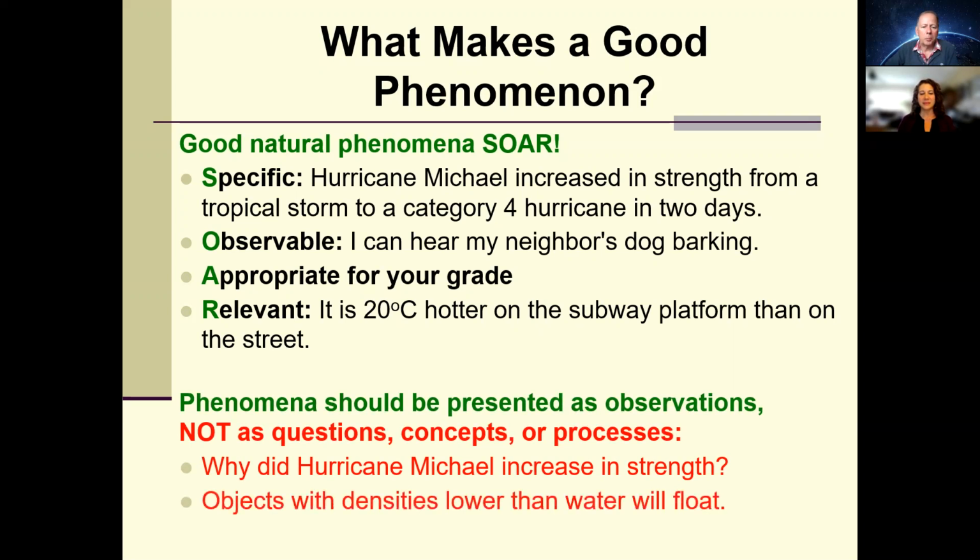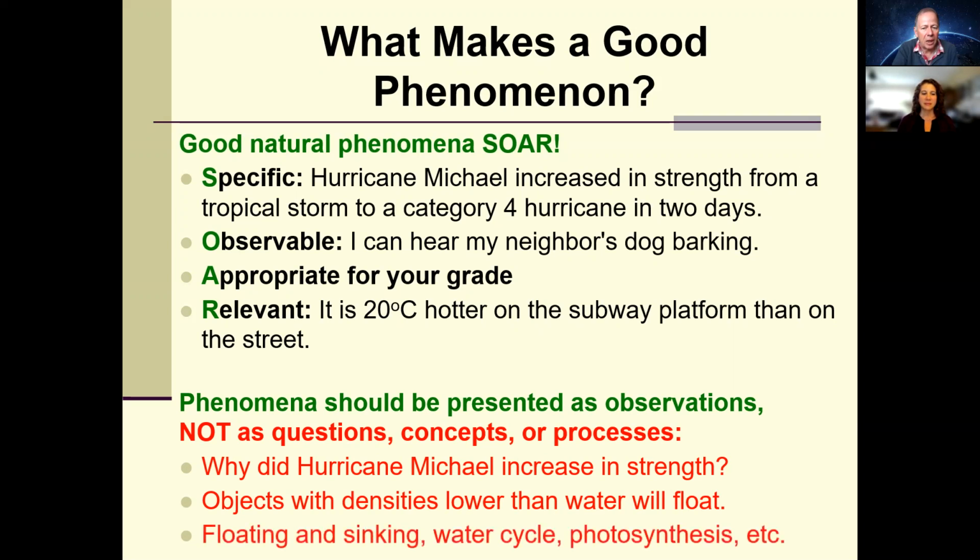So we also don't want to present phenomena as concepts. So for example, you may be teaching a concept that objects with densities lower than water will float. But the question we have to ask ourselves as teachers is, what is an observable example of this concept that I'm trying to teach? And one example could be that ice cubes, for example, float on water. So that would be your phenomena.